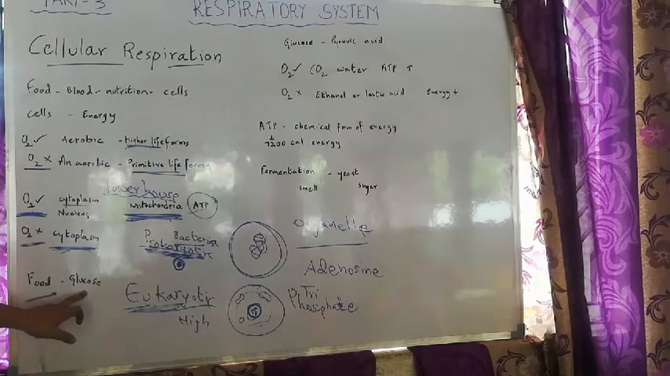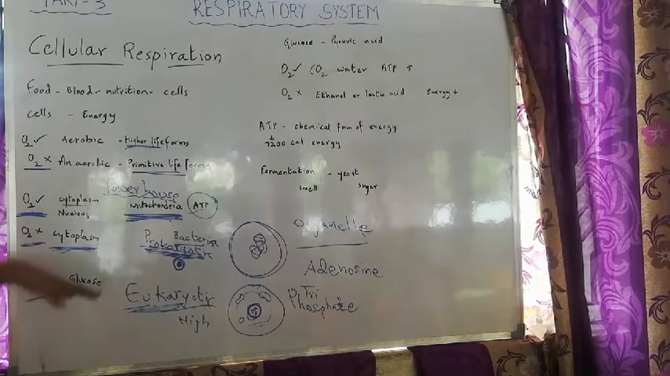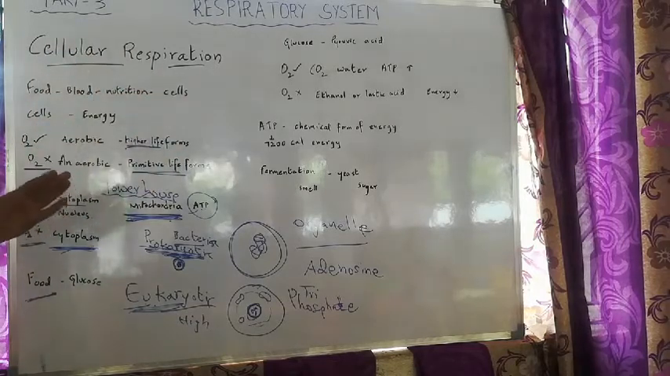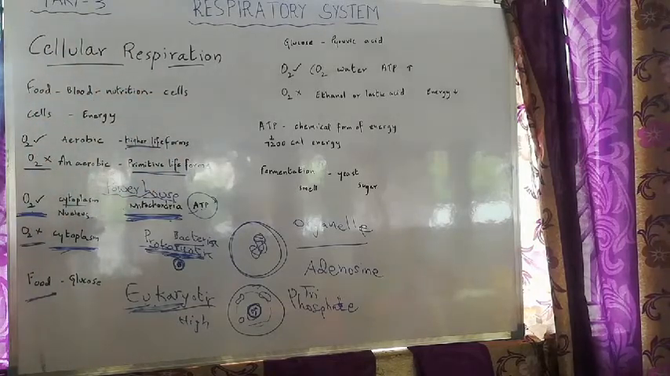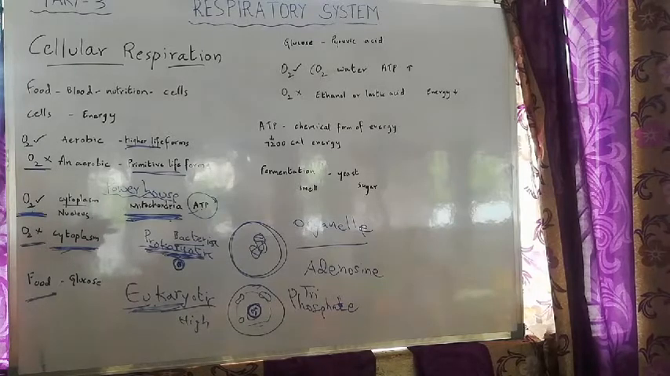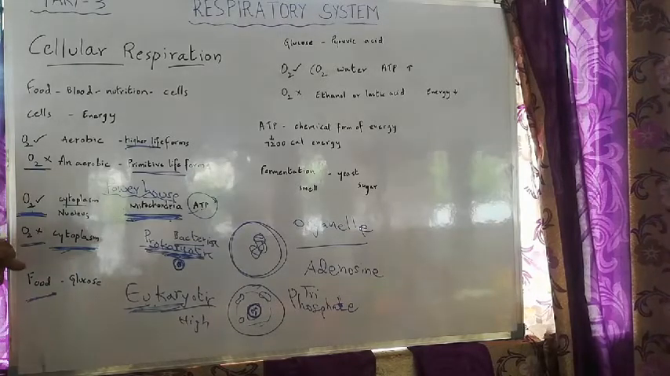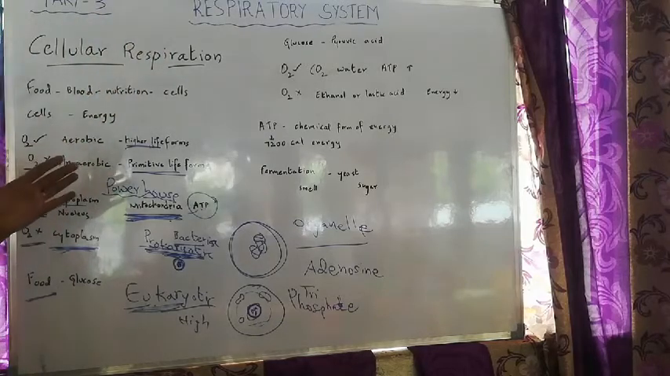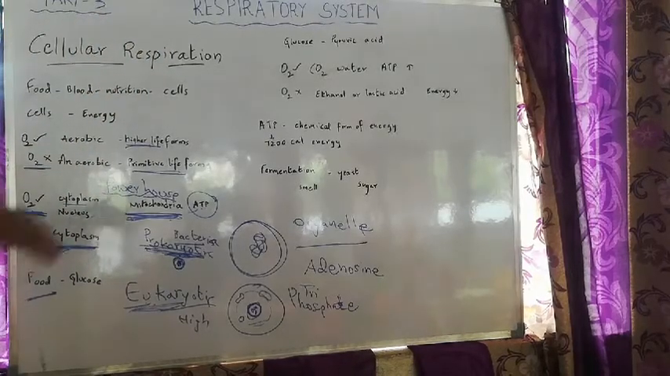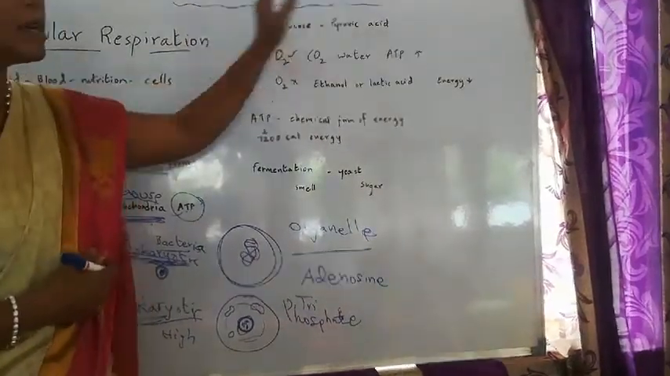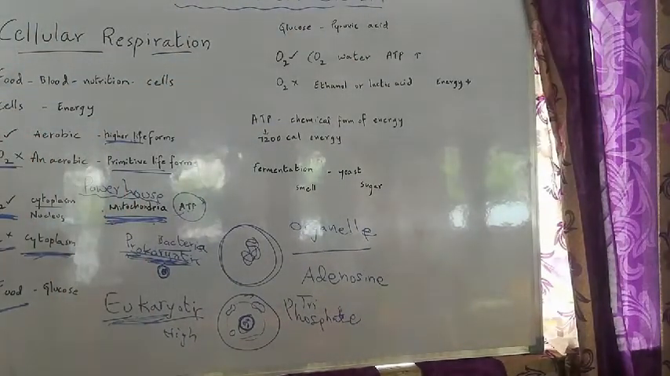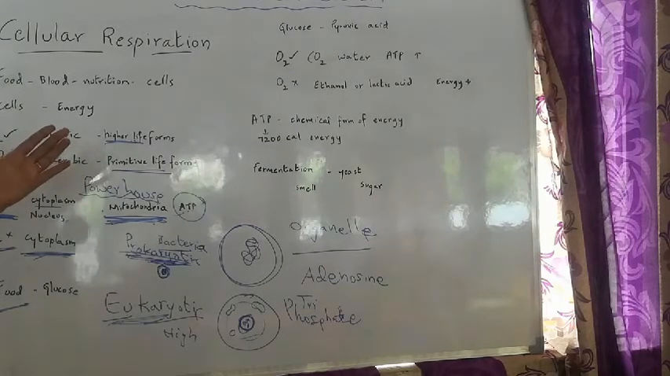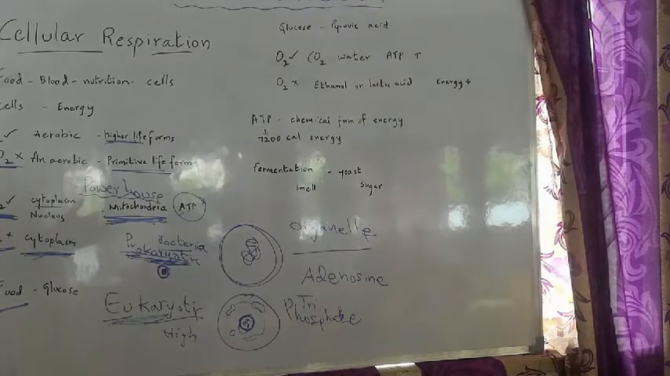So this glucose is again oxidized to finally give us the energy we need. How is that happening? Glucose oxidizes into pyruvic acid. Glucose oxidizes into pyruvic acid. Now, pyruvic acid later gets converted to release energy, right?